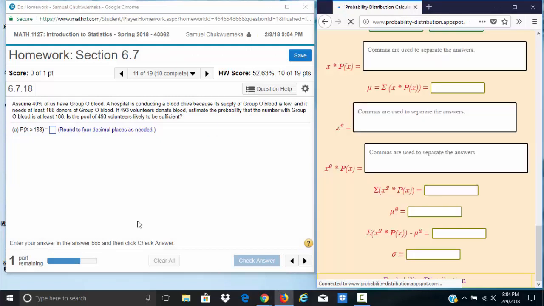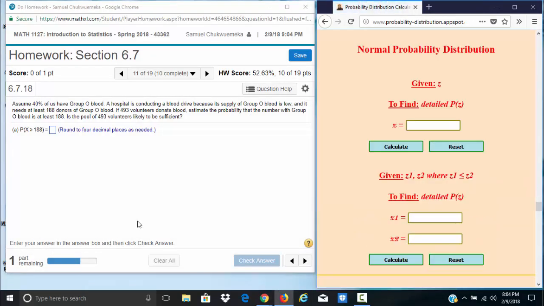Let me refresh this. Question 11. Assume 40% of people have group O blood. A hospital is conducting a blood drive because its supply of group O blood is low, and it needs at least 188 donors of group O blood. If 493 volunteers donate blood, estimate the probability that the number with group O blood is at least 188. Is the pool of 493 volunteers likely to be sufficient?